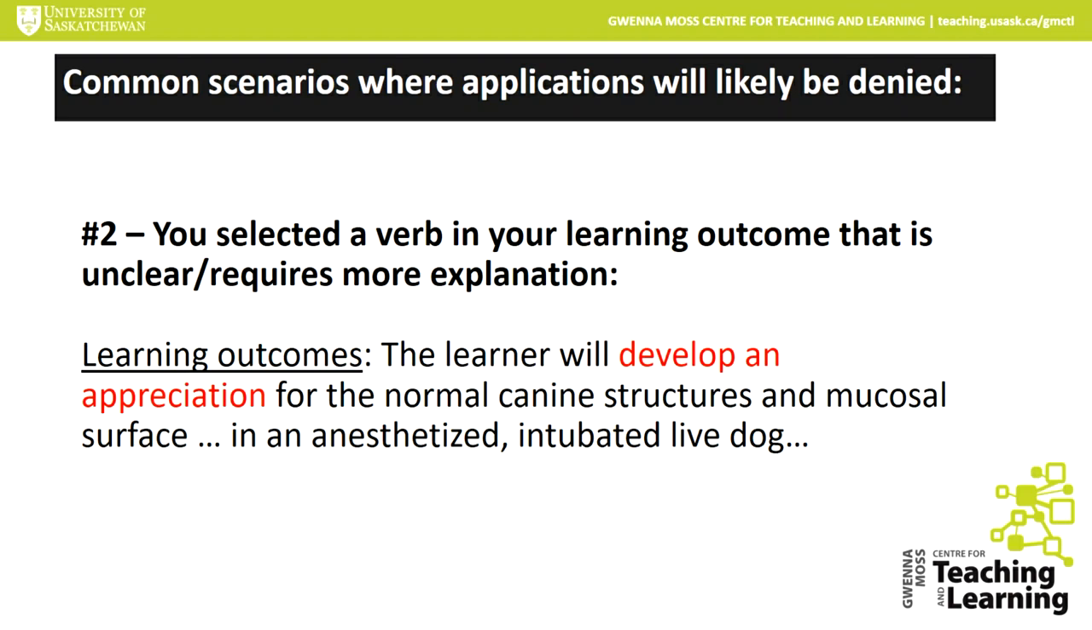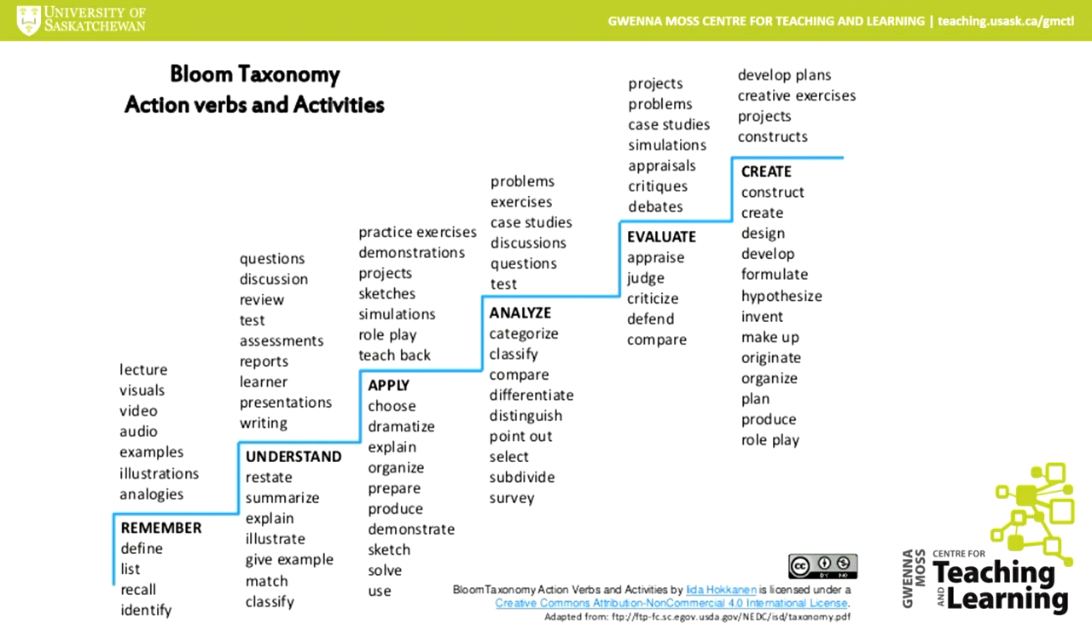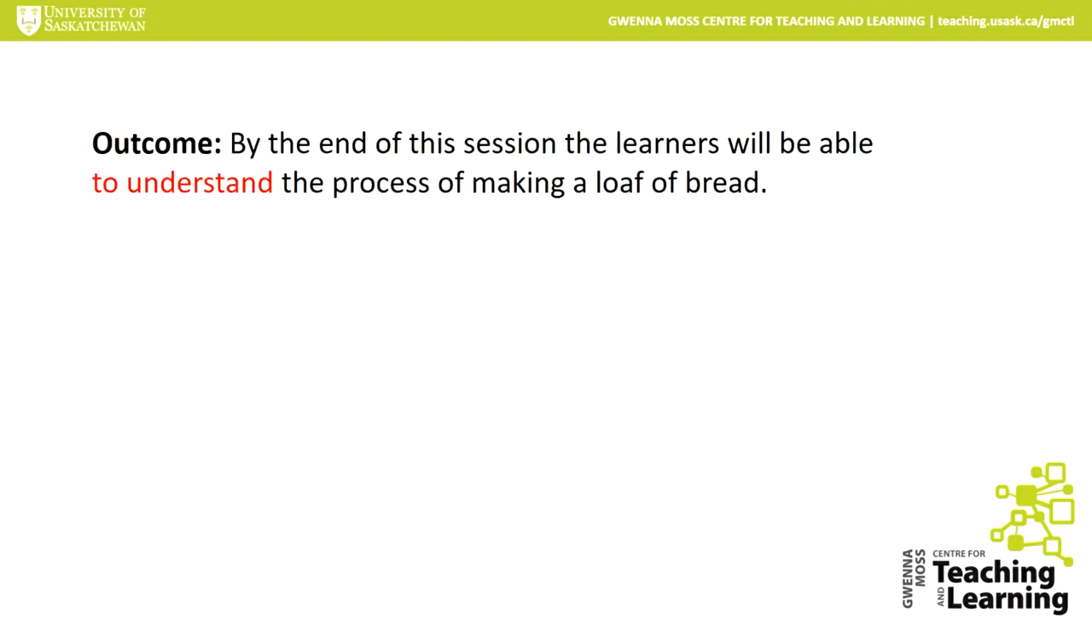In this case, it would be very difficult to know the learners had developed an appreciation for the normal canine structures. So how do you select the correct verb in your learning outcome so you can avoid this common scenario? A tool like Bloom's taxonomy will help you identify the level that you expect your learners to perform at and to select an action verb that describes your learning intentions. But how do you change your outcome if you've already used a generic verb?